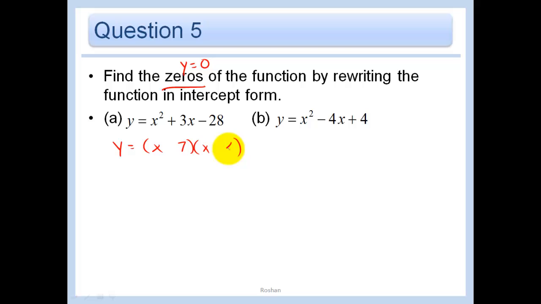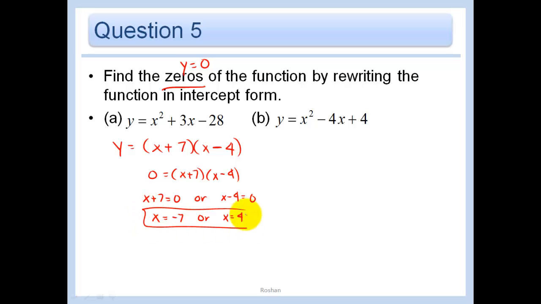28 is just 7 times 4, so I would need positive 7, negative 4. And so this is the equation in intercept form. And then to find the zeros, I just set that equal to 0. And I get x plus 7 equals 0, or x minus 4 equals 0, x equals negative 7, or x equals 4. So this is one answer, and this is another answer.